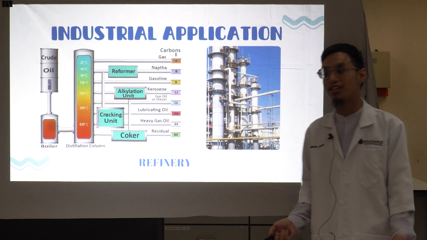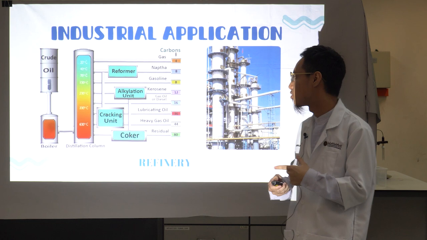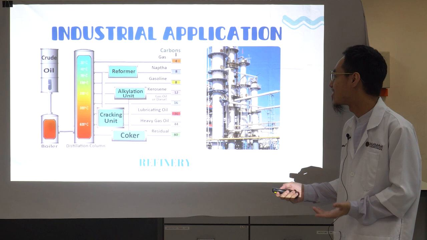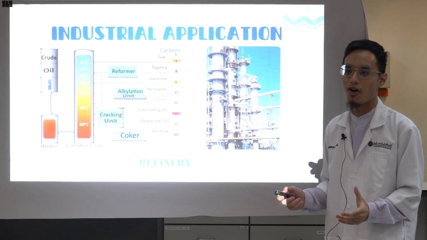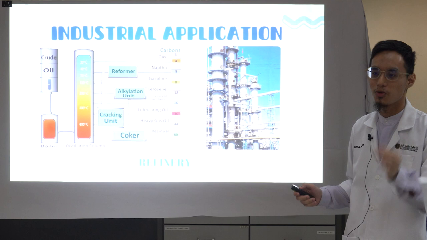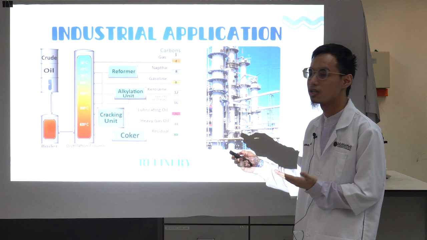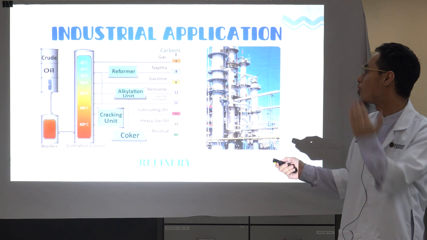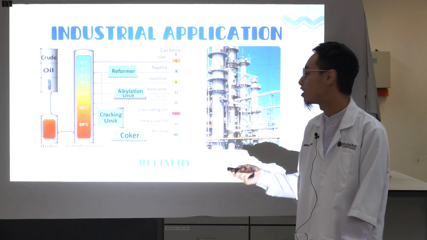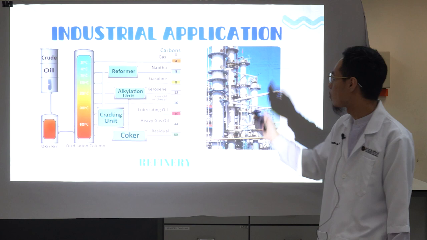We put in the crude oil, we extract first, then we put it in the boiler and boil it until it reaches some temperature. The crude oil itself contains a mixture of many substances, and different substances have different boiling points, so they vaporize differently. The ones with a low boiling point vaporize first, being the lightest substance, and they go up and then cool down to liquid like in the lab. Then we get gas, naphtha, gasoline, and so on.